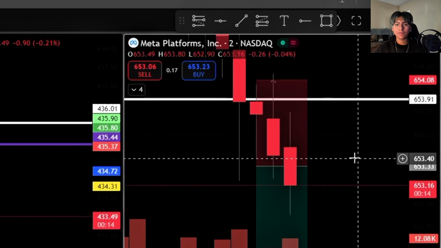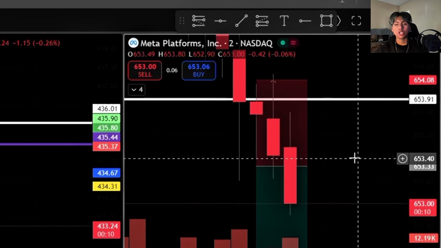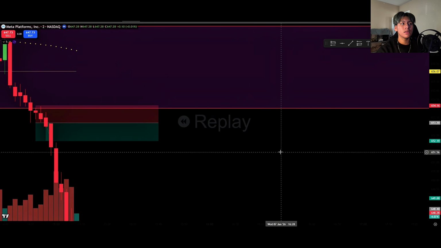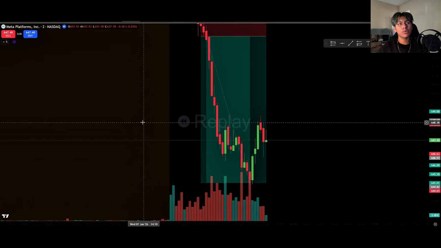4-cent difference. So that's essentially what you want to see. You want to see the bids and asks break. And look how this trade went. This trade was absolutely insane. So look, absolutely insane trade. So it's simple as that.